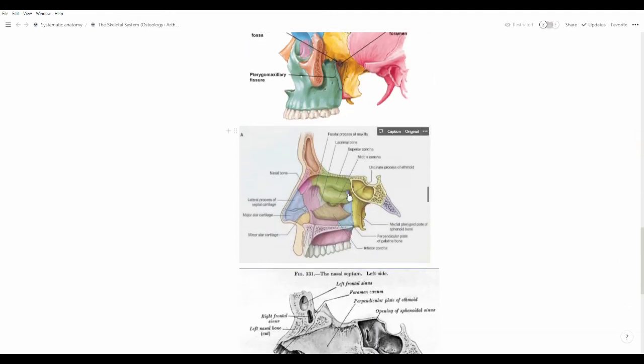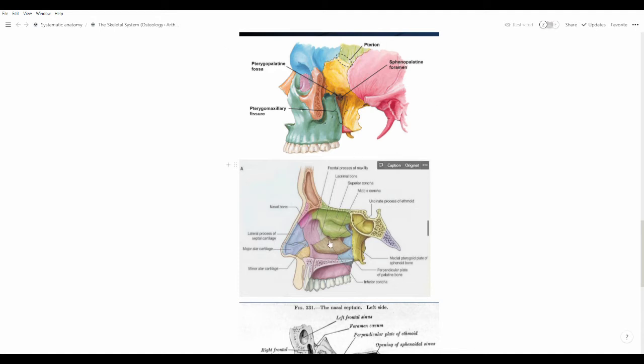Yeah. So next up, we're going to be cutting half of the skull. So now, the nasal bone, we're gonna be cutting where one of the nasal bones ends.